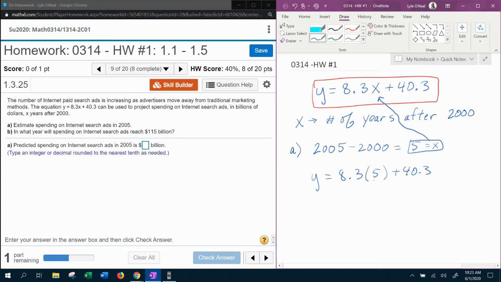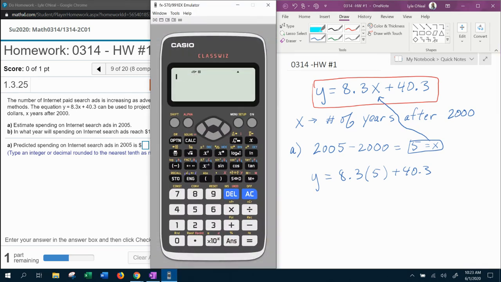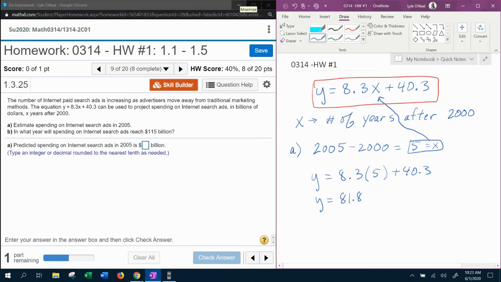So here we have 8.3 times 5 plus 40.3. There's no way I'm going to do that manually. I'm going to do it electronically. 8.3 times 5 plus 40.3. Now notice my calculator gives 409 divided by 5. I'm pretty sure they want a decimal, so I'm going to click the SD button, and that's 81.8. All right, so y is 81.8, and remember that that's measured in billions. That's billions of dollars spent.